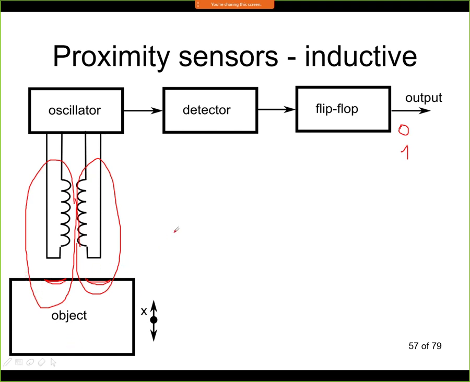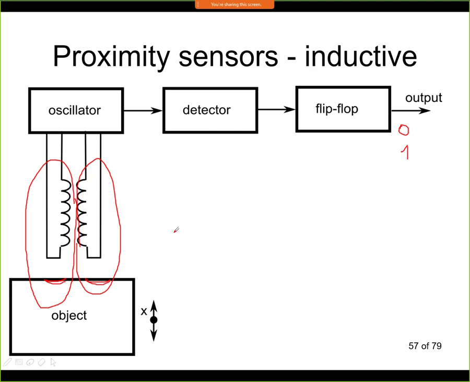For an inductive sensor, it is very important that the object itself is ferromagnetic, or at least it needs to be electrically conductive. So inductive sensors work only with conductive objects, so typically metals, and they work best with ferromagnetic materials. So they do not work with materials that are not conductive, such as plastic, glass, wood.